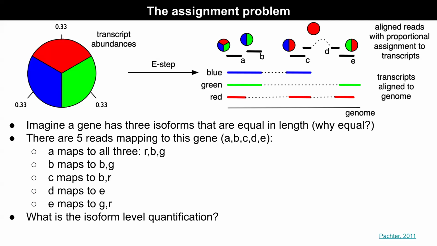So A overlaps with blue, red, and green. B overlaps with blue and green. C overlaps with blue and red. D overlaps with red, and E overlaps with green and red. Okay, the structure is clear. The black box aligner will tell you what the mapping locations are. Now, I want you to tell me what is the quantification, or how many copies do you think are there in this data of isoform red, isoform green, and isoform blue?